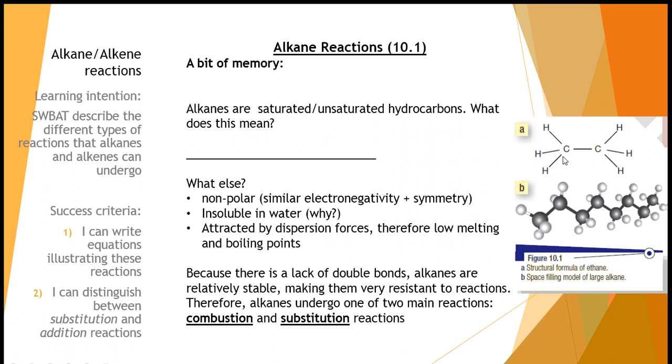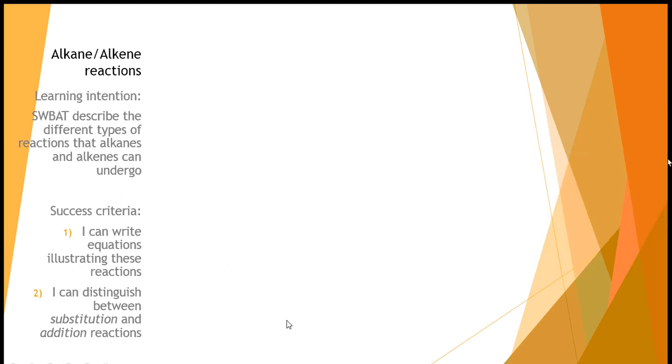So because there's a lack of double bonds, alkanes are really stable. And they're very resistant to reactions other than these two, combustion and substitution. And here's a picture of ethane and a space model of a larger alkane: meth, eth, pro, but, pent, hex, hept, oct, octane, there we go, there's octane, stuff you put in petrol. Combustion and substitution reactions are what we're looking for today.